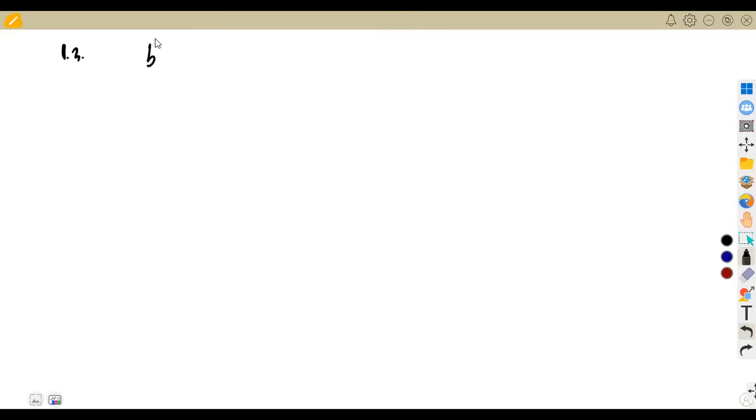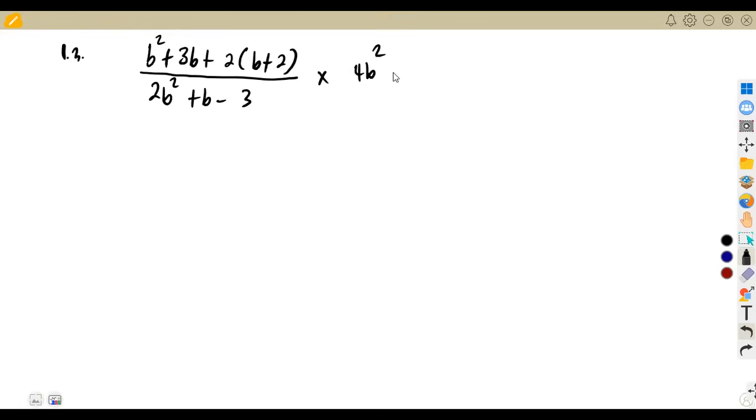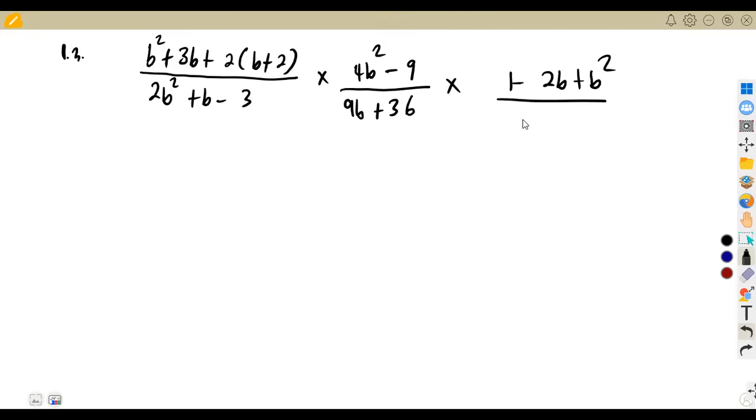It was given as (b squared plus 3b plus 2) into (b plus 2), everything over 2b squared plus b minus 3, being multiplied to (4b squared minus 9) over (9b plus 36), multiplied to (1 minus 2b plus b squared), everything over 2b squared minus 5b plus 3. That was the whole expression under multiplication, and I have to simplify.